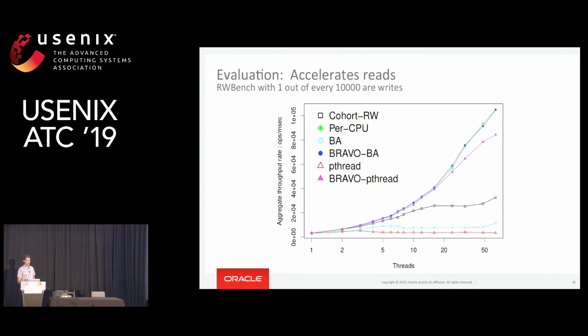So here we show the throughput, and higher is better. And we can see at the bottom of this chart that both BA and pthread reader-writer locks do not scale at all as we increase the number of threads. That's because they use contended reader indicators, which yields flat performance. Now, cohort RW yields modest improvement to the performance, but the interesting point here is that BRAVO-BA and BRAVO-pthread scale really well and perform similarly to the per-CPU lock while using just a fraction of its memory.